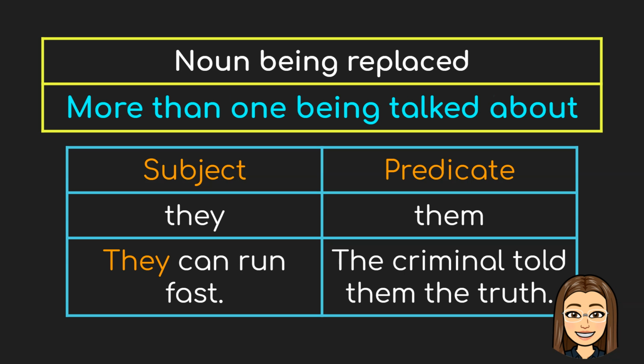Next, this one is if there is more than one noun being talked about. For subject, we will use they, and for predicate, we will use them.